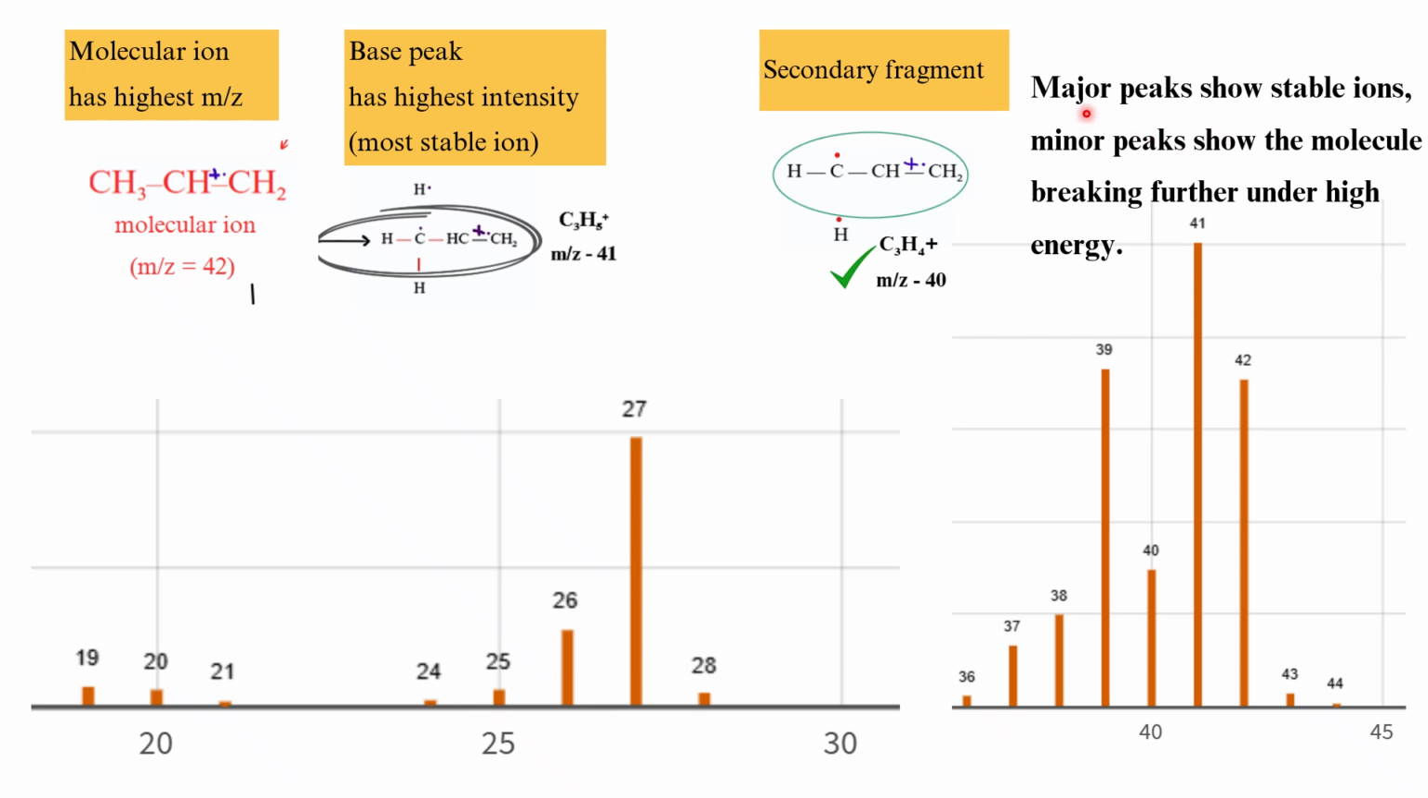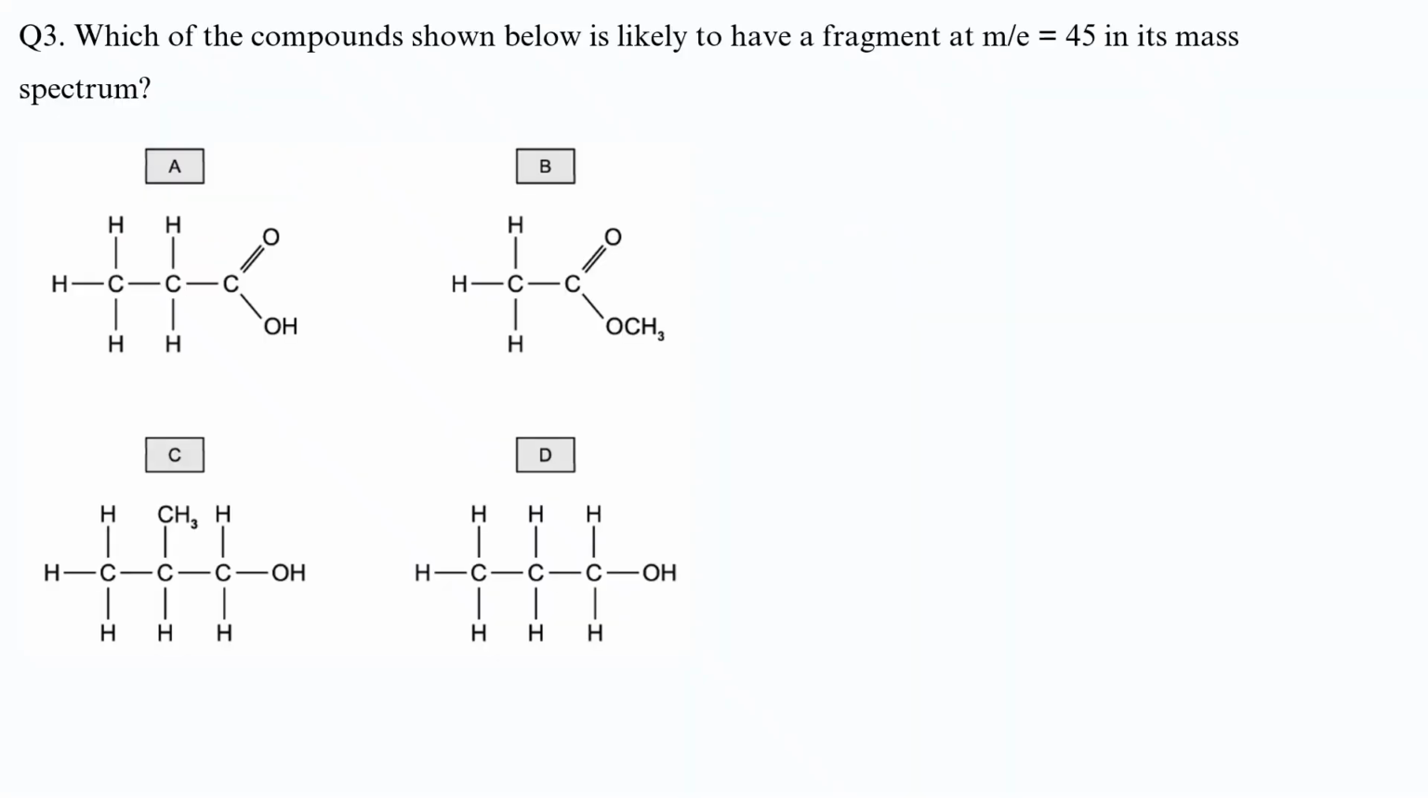So always remember, major peaks show stable ions and minor peaks show the molecules breaking further under high energy. So it is not always that these peaks which are there, that is these 24, 25, these all peaks are stable. These all are unstable carbocations or radical cations which are formed. Since they are charged particles, they are getting detected in the spectrum.